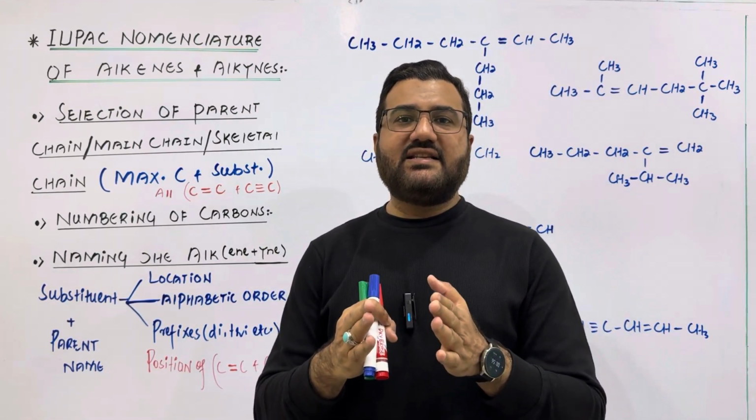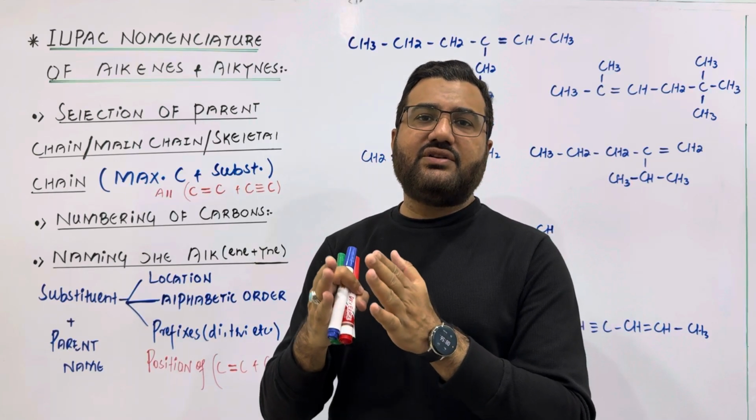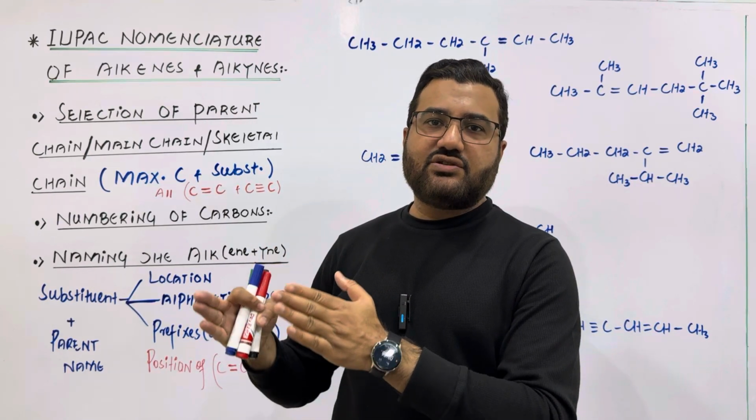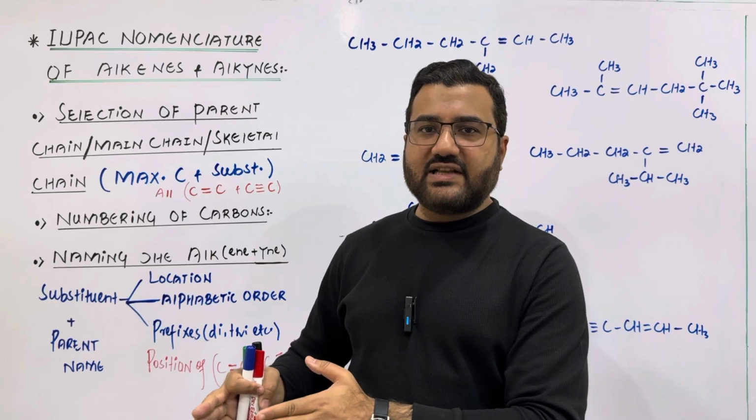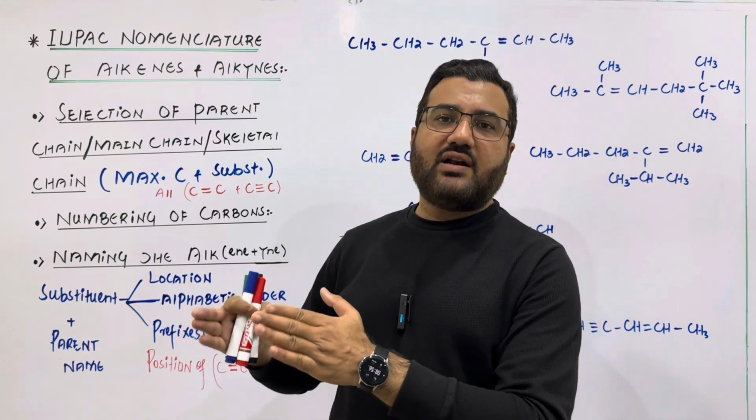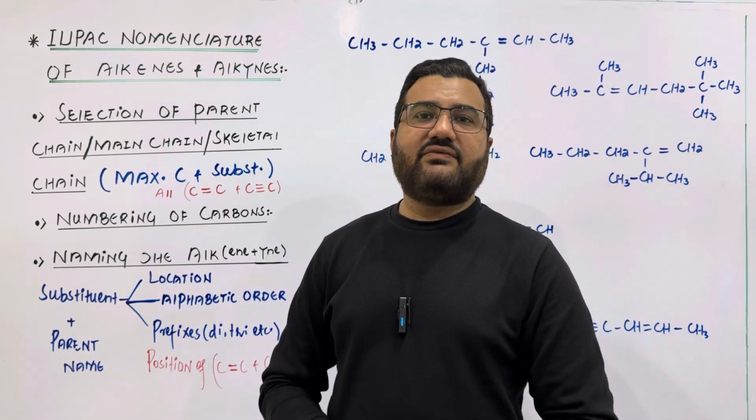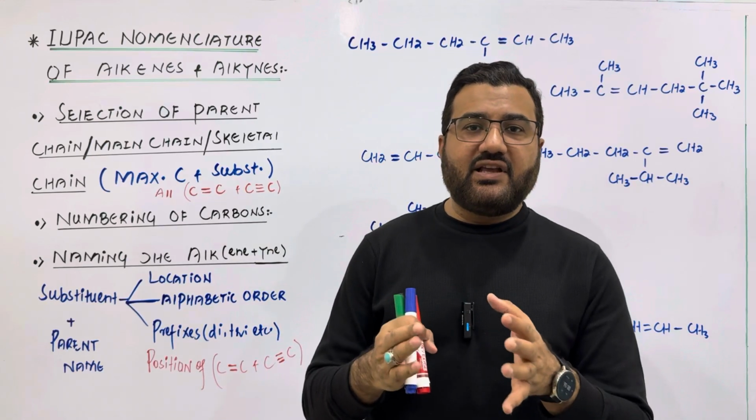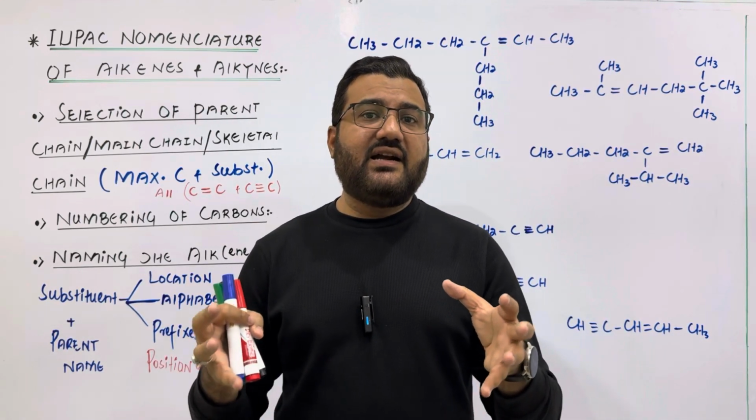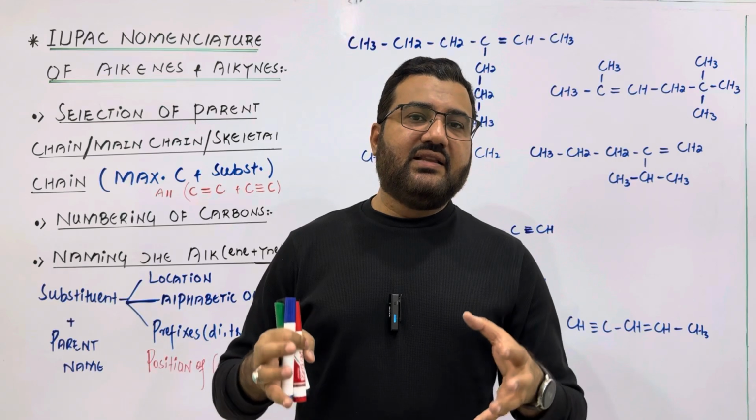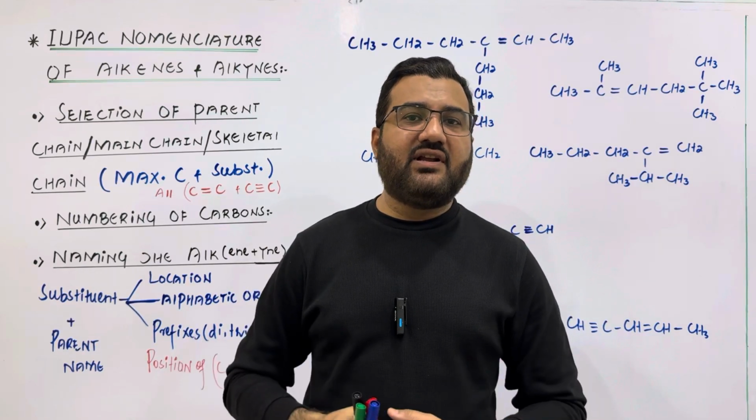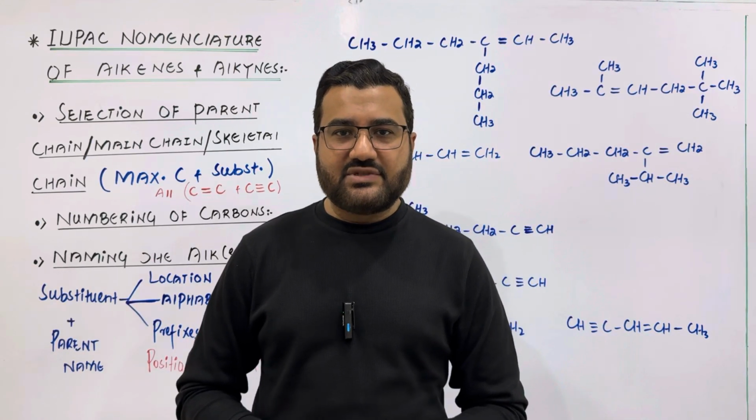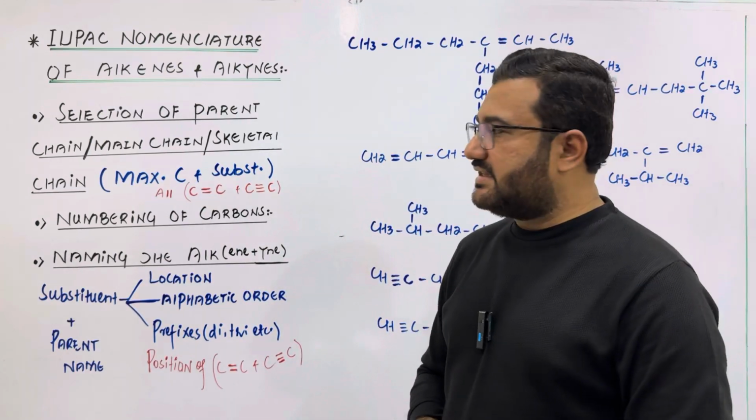So parent chain is the longest continuous chain of carbon atoms in which all carbon-carbon double bonds in case of alkenes and all carbon-carbon triple bonds in case of alkynes are present. And if there is more than one chain competing for the parent chain, then the one is selected which has the maximum number of carbon atoms and maximum number of substituents attached to it.